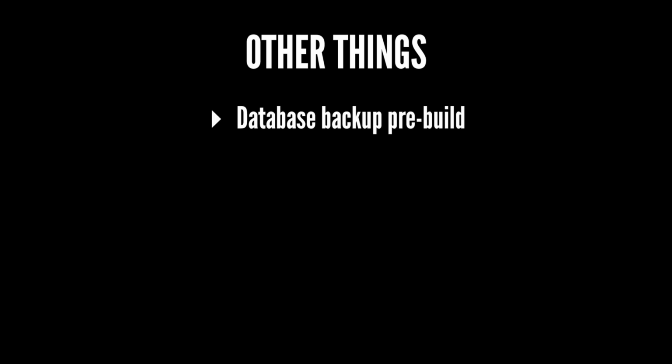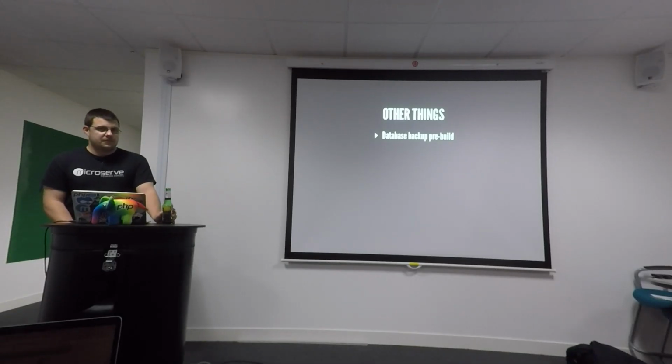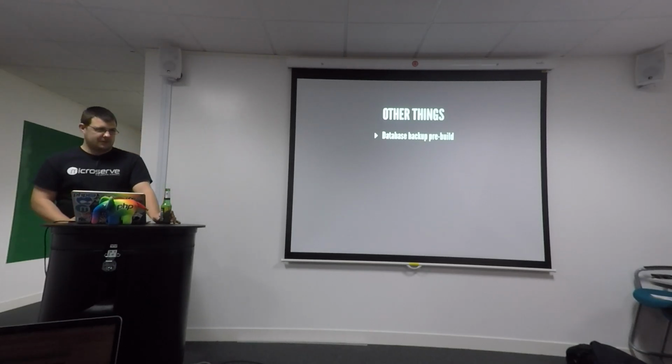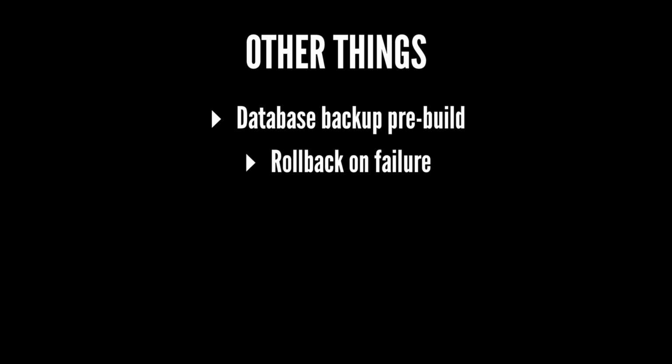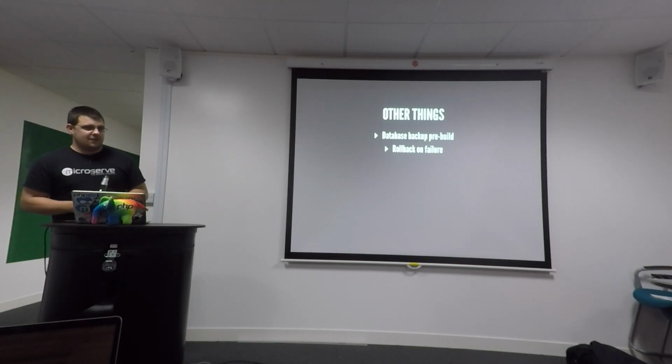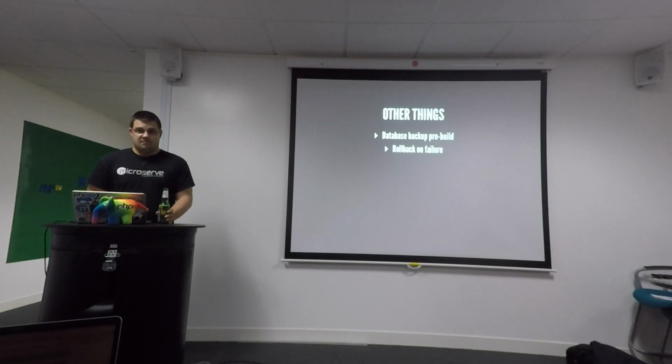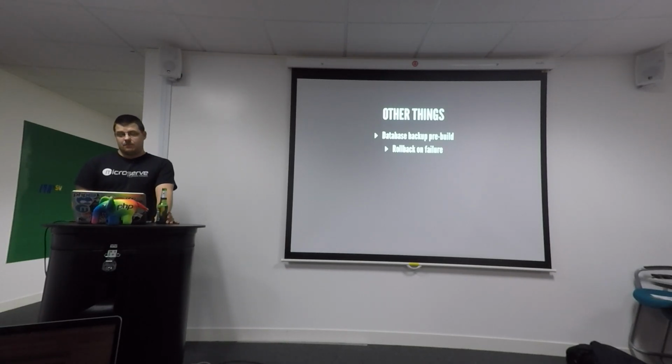Other things we might want to do: database backups pre-build. This is something I was previously doing in one of my bash scripts, so that if something does go wrong, we've got a backup, which is obviously a good thing to do. Rollback on failure: if one of the error reporting things comes back with a failure, we might want to stop the build and maybe revert back to the previous build.